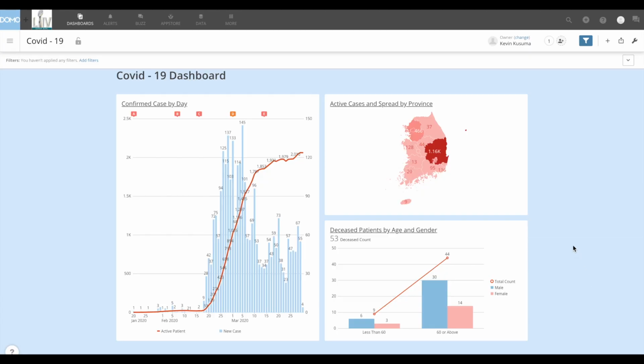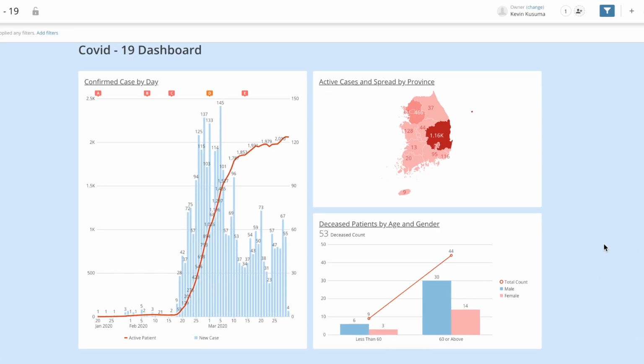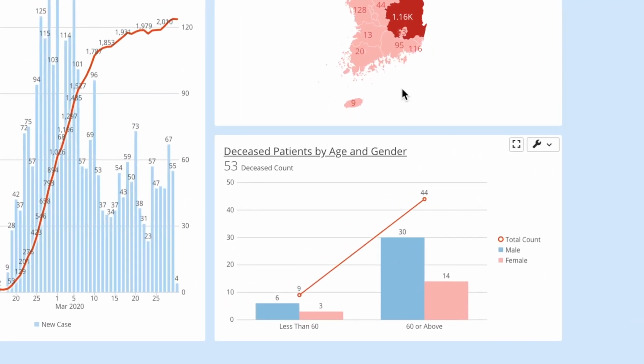Let's go to the first topic. Who are most vulnerable if infected? This is a Domo dashboard I have created, and let's go to the first card, which is the one at the bottom right.